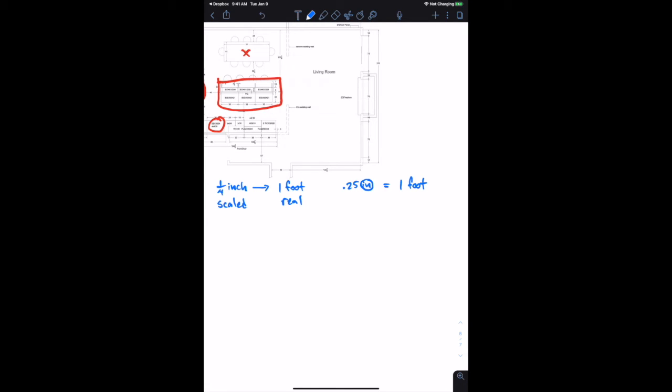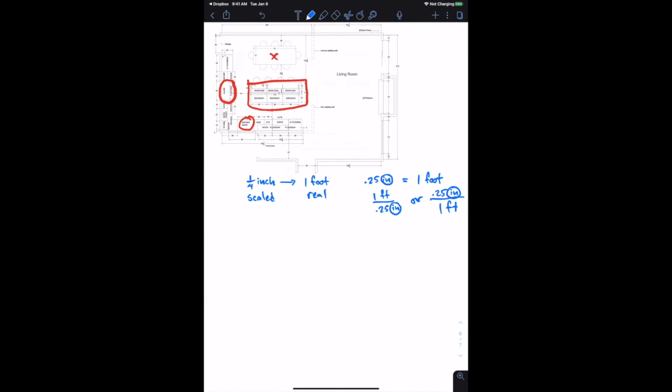Now if we do that, we can assume this too, that we can say 1 foot for every 0.25 inches, or we can say 0.25 inches for every 1 foot, depending on what we're wanting to say. Now, these become conversion factors when you see them this way, and you'll see what I mean.